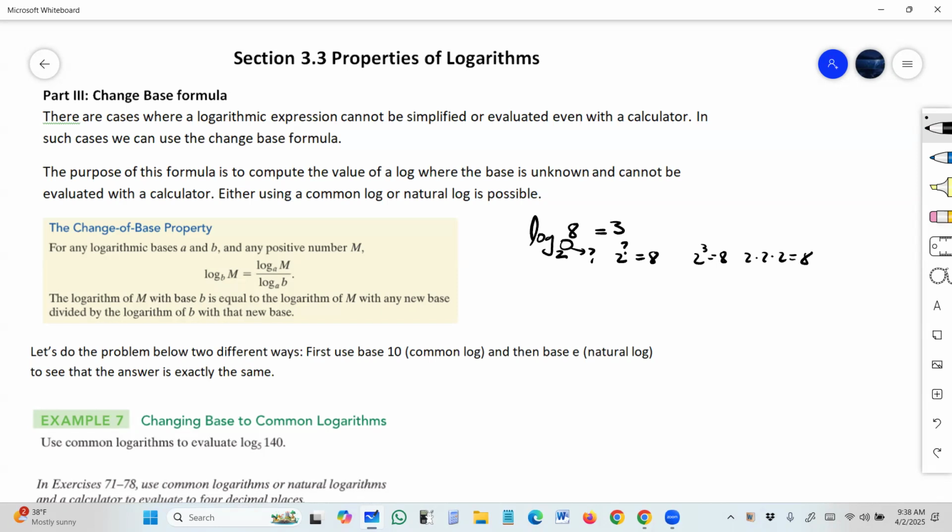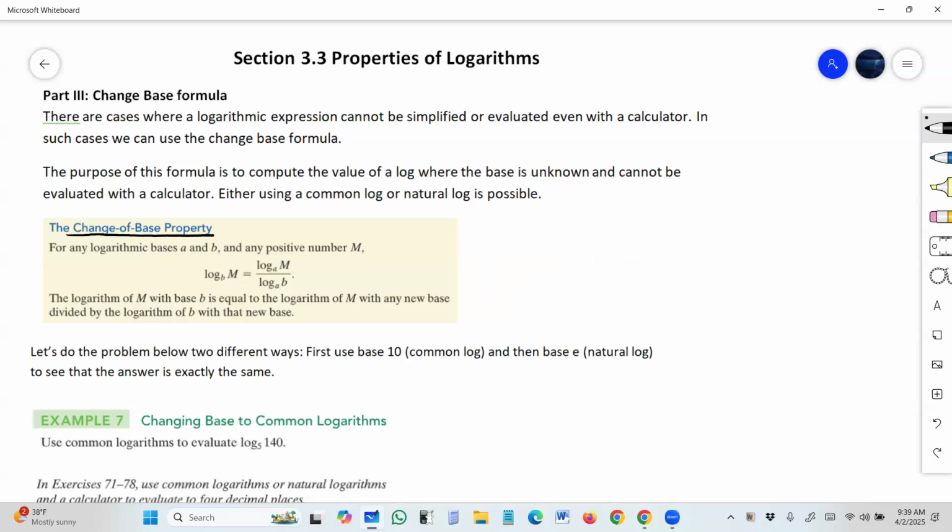Now, sometimes we have numbers that we cannot do this with. We cannot find an easy value here. So for example, how about log base 2 of 7? Now it's not possible, right? 2 to the 3 gives me 8 and 2 to the 2 gives me 4. So I know it's a value between 2 and 3, but what is it? So we don't know. So there is a way to do this, and this is called the change of base property, which is pretty much the formula that you see over here.